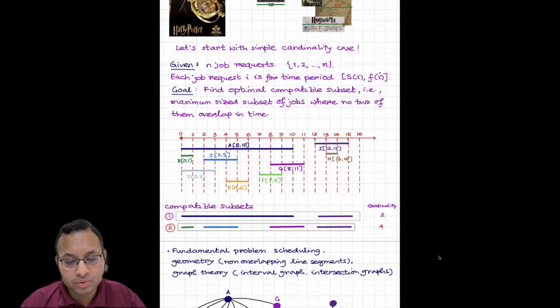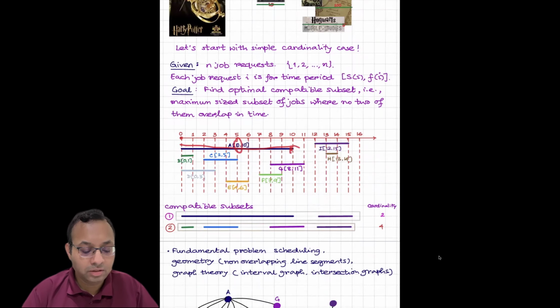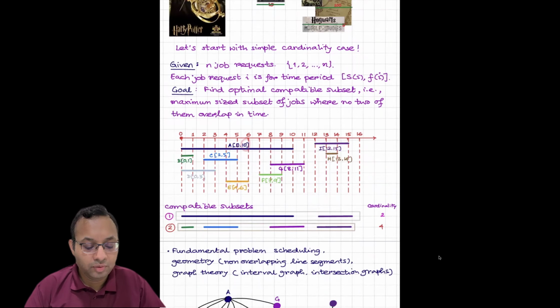We are given n jobs, 1 to n. Each job i has a starting time Si and finishing time Fi. In this example, the starting time is 0 and 10 for this job. So S1 was 0 and F1 was 10. And our goal is to find the maximum size subset of jobs where no two of them overlap in time. And we saw some examples.